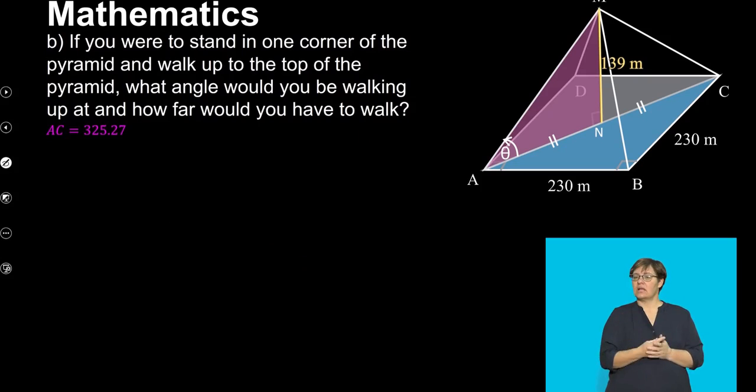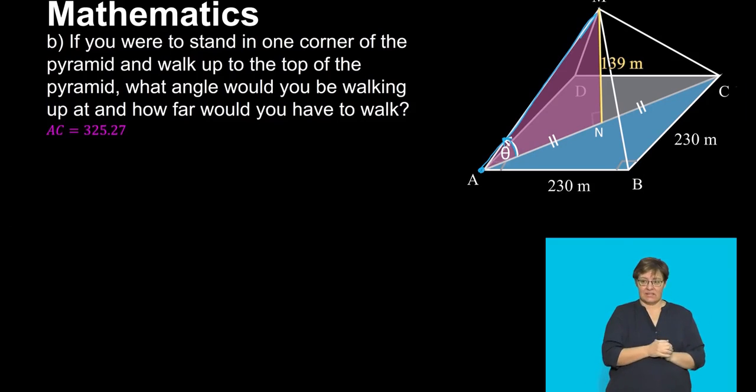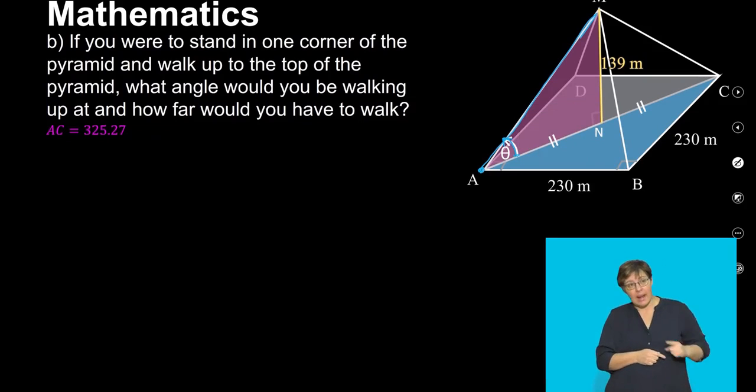And the second question was asking us, if we were to stand in one corner of the pyramid, so basically if we're standing here, and we walked up the pyramid like this, what angle would we be walking at? So they want us to calculate this angle here that's labeled theta. What angle will we walk at? So it's from the base of the pyramid up to this line that's joining A and M. And they're asking us how far we would have to walk and what is the angle. Okay, so let's begin by finding the angle.